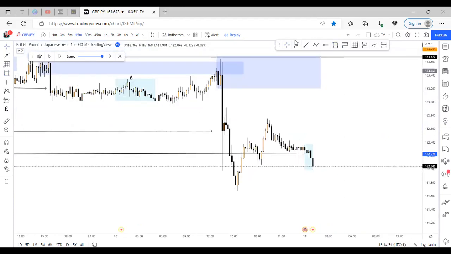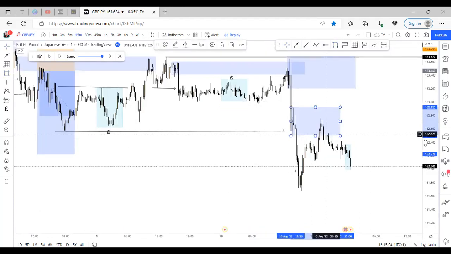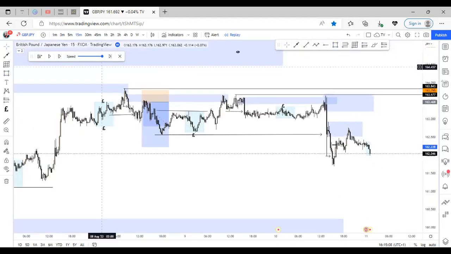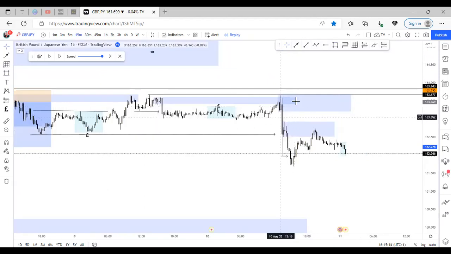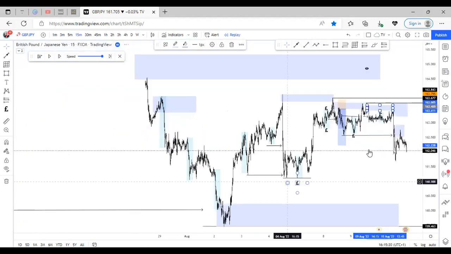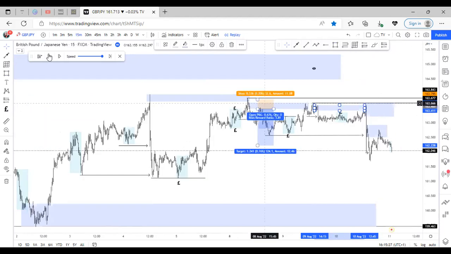But as you can see right here, we also broke structure, and price is presently mitigating this zone for a sell trade. This particular zone is being mitigated presently, but I don't think I would like to take any trade right here because of this imbalance and this unmitigated supply zone that is right here. Overall, you can see that we are now kind of switching into a bearish move. So let's continue playing.